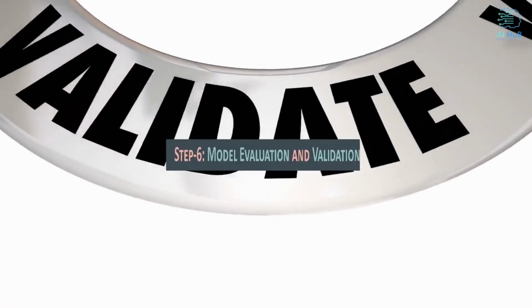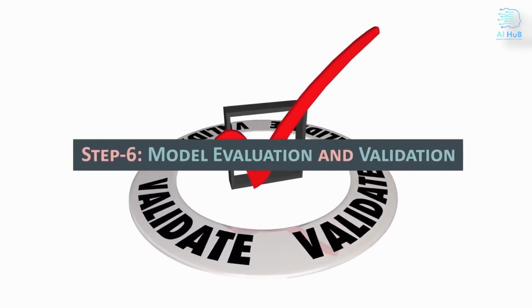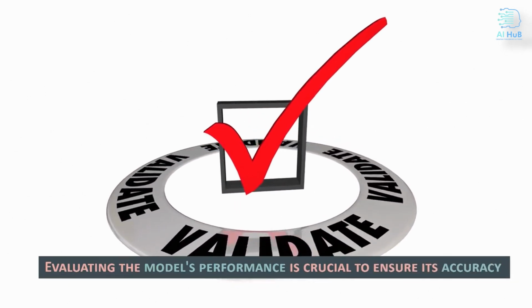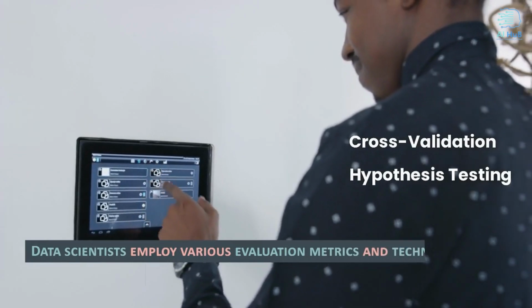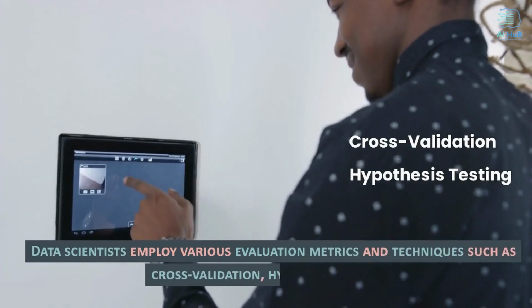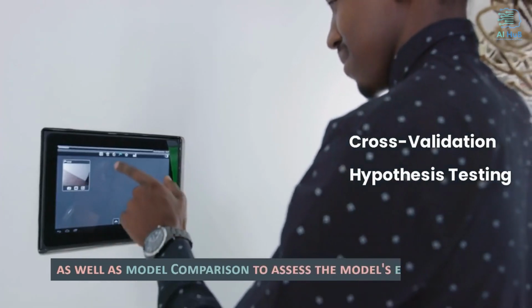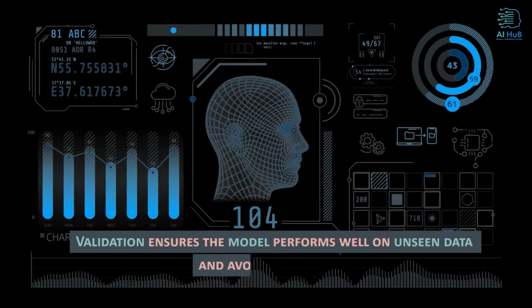Step 6. Model evaluation and validation. Evaluating the model's performance is crucial to ensure its accuracy. Data scientists employ various evaluation metrics and techniques such as cross-validation, hypothesis testing, as well as model comparison to assess the model's effectiveness. Validation ensures the model performs well on unseen data and avoids overfitting.